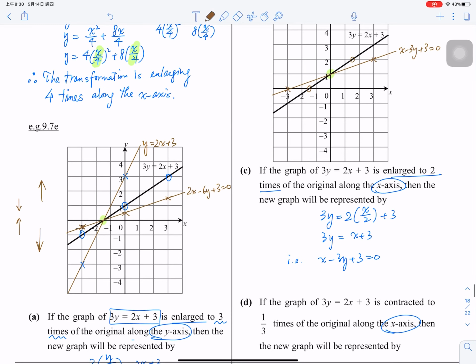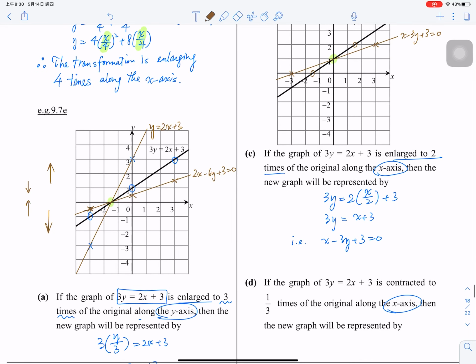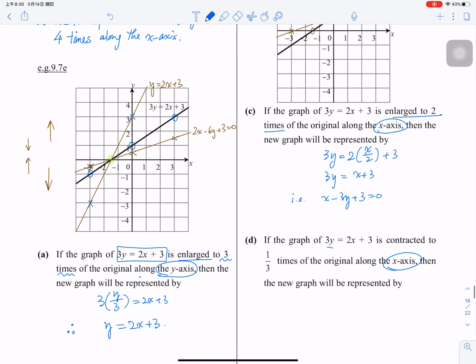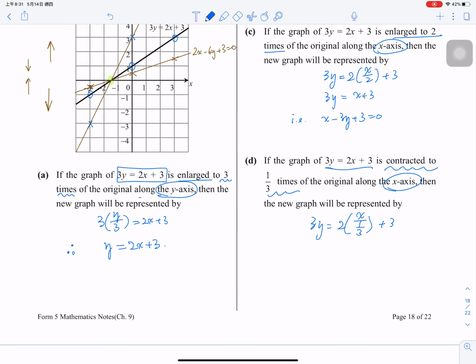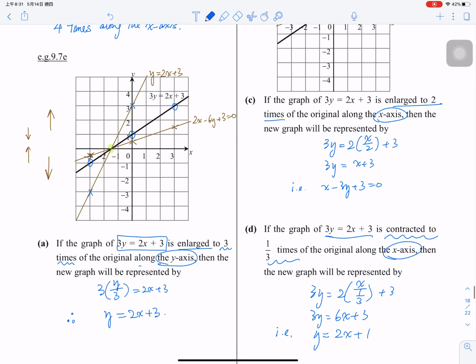Okay. How about D? How about D? This time contract 1/3 times. So 3y equals 2 and then times x over 1/3 and then altogether plus 3. So at the end, 3y equals 6x plus 3. We can simplify, then it becomes y equals 2x plus 1. Y equals 2x plus 1, right?